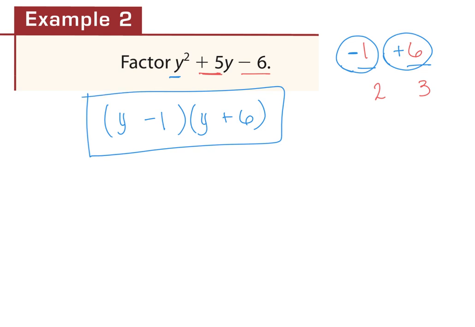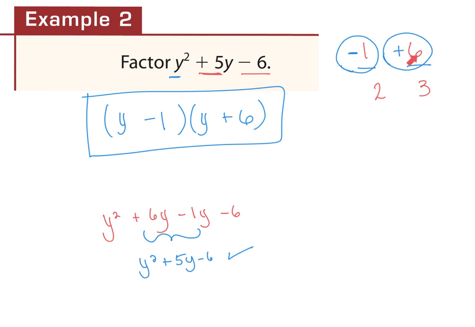That would be my answer, and I can check it. I'm going to FOIL it. Y times y, that would give me y squared. Y times positive 6, positive 6y. Negative 1 times y, negative 1y. Negative 1 times positive 6, negative 6. If I combine those like terms, y squared plus 5y minus 6. I did it correctly.